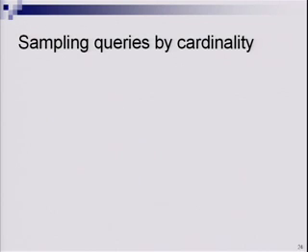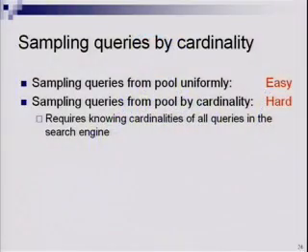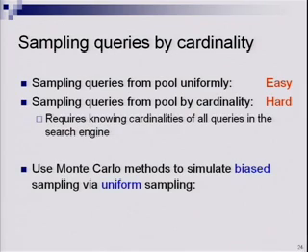So the main question now left is how do we sample queries by their cardinality? As Shiva noted, we don't know the cardinalities of all queries in the pool a priori. In fact, it seems hard to sample queries from the pool proportionally to their cardinalities. On the other hand, it's easy to sample queries uniformly. Does this ring a bell? It's exactly the same scenario we faced before of Monte Carlo simulation. We have one distribution we want to sample from, but it's hard. We have another distribution on the same space, which is easy to sample from. So we can use Monte Carlo simulation again.